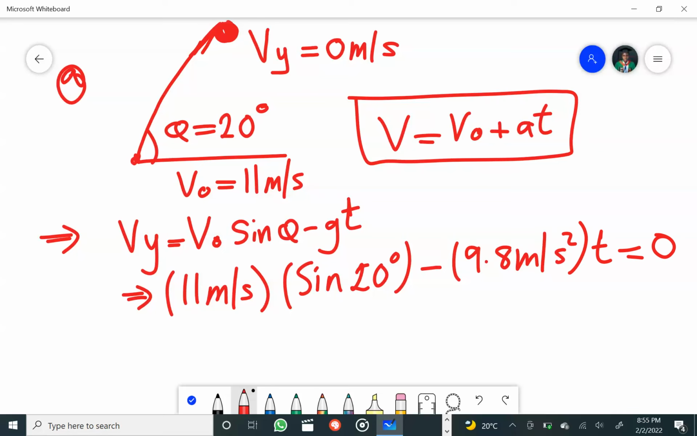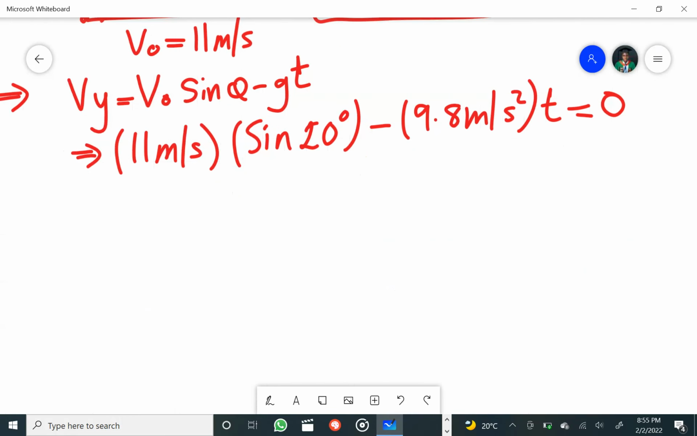Why is this equal to 0? Because the question says how long does it take for her to reach the maximum height. We know that at the maximum height, the velocity in the vertical component is going to be 0. So that's why we're equating this particular equation to 0. So we've gotten that 0, and so we can work it out.